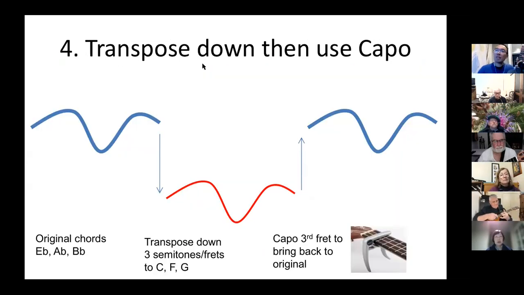The 4th strategy is to transpose down and then to use the capo to bring it back up. So let's say the melody is this line here. This is the original melody. And the chords are E flat, A flat, B flat. So when I say transpose down, I'm bringing the melody down like that. And when you transpose down, let's say 3 semitones, the chords suddenly become very easy. It becomes C, F, and G.